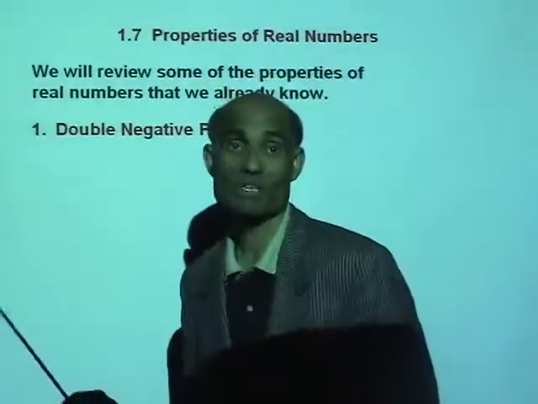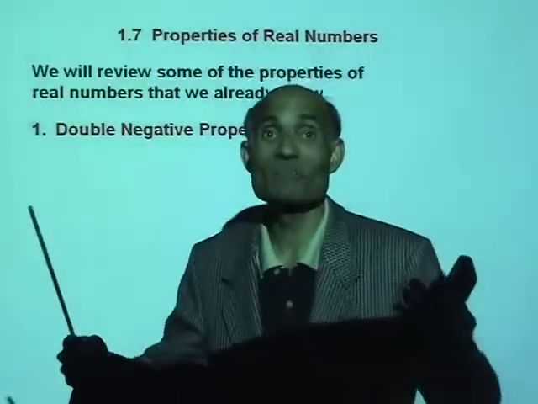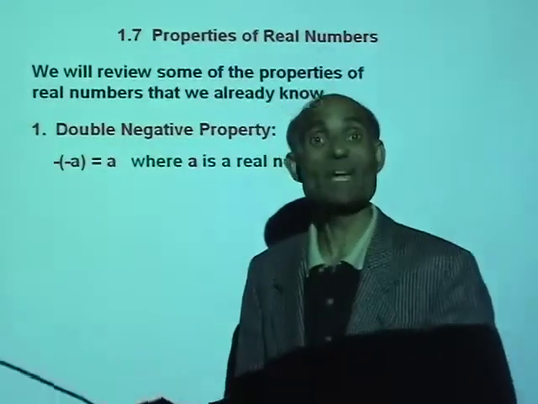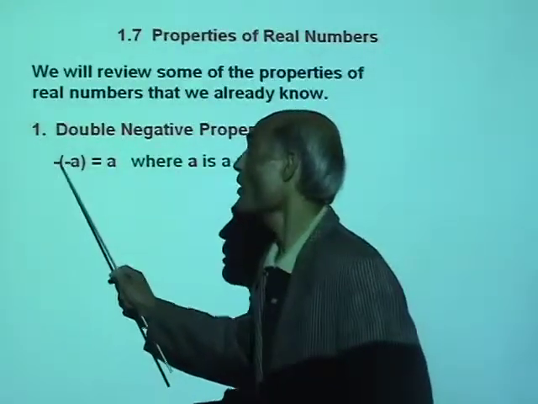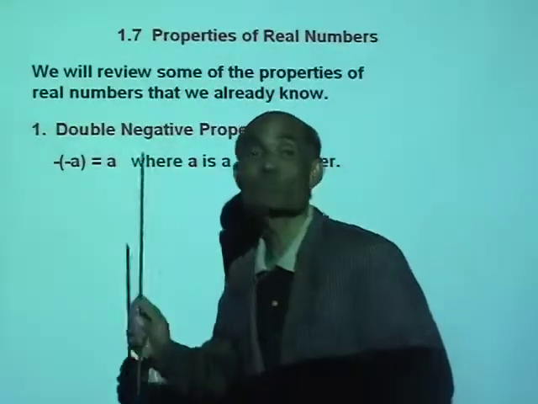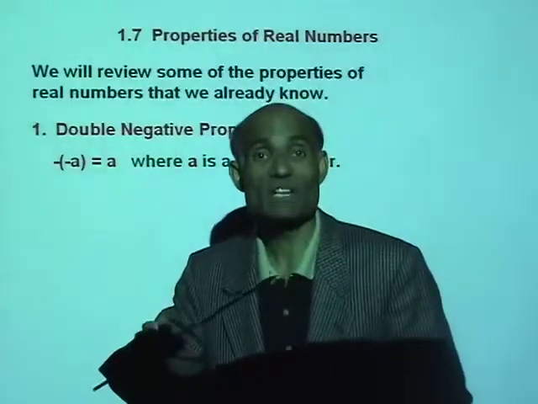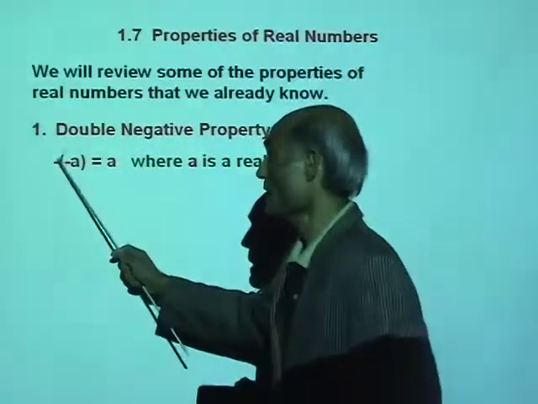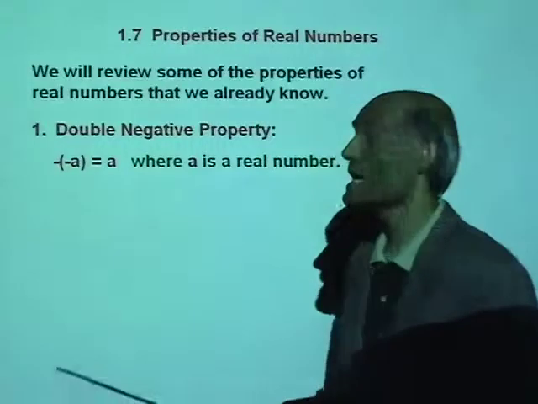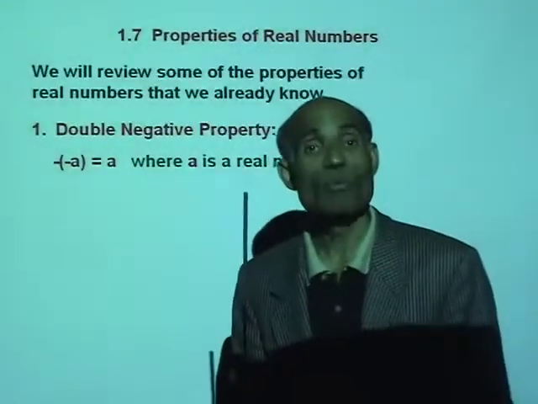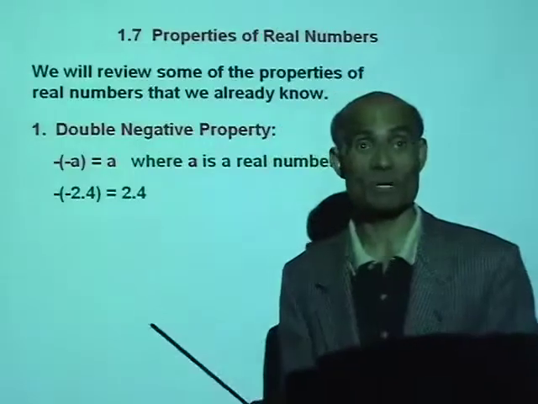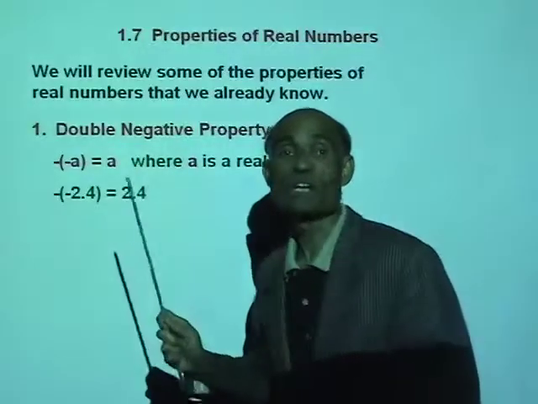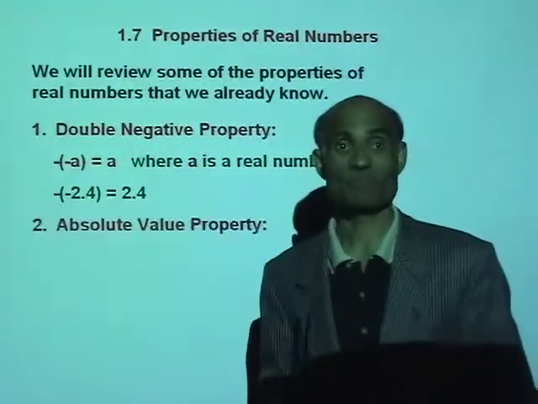Alright, the first property is the famous property we have been using so far, the double negative property. What is the double negative property? Negative of negative A equal to positive A. Subtracting a negative is the same as adding a positive. Negative of negative A equal to positive A, where A is a real number. Negative of negative 2.4 is positive 2.4.